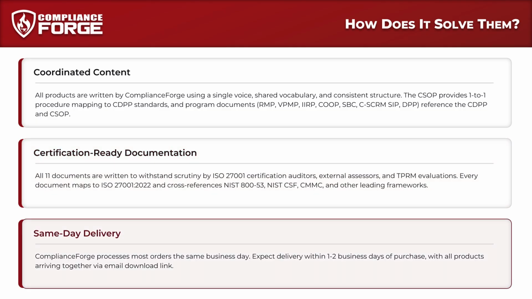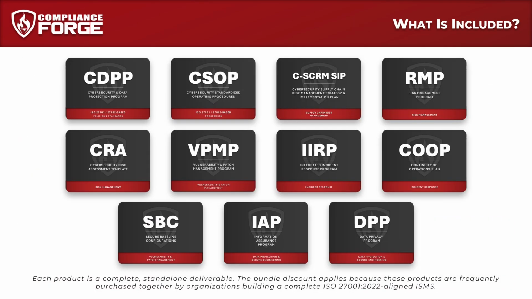And the third is same-day delivery. ComplianceForge processes most orders the same business day. Expect delivery within 1 to 2 business days of purchase, with all products arriving together via email download link. So what do you actually receive?